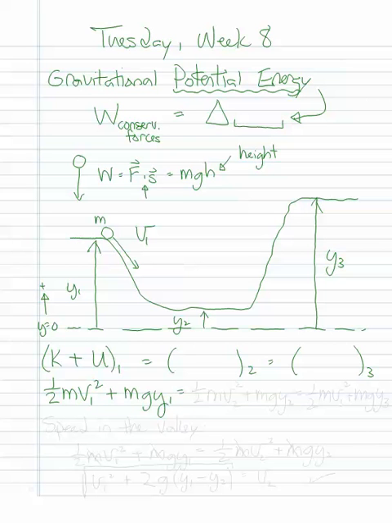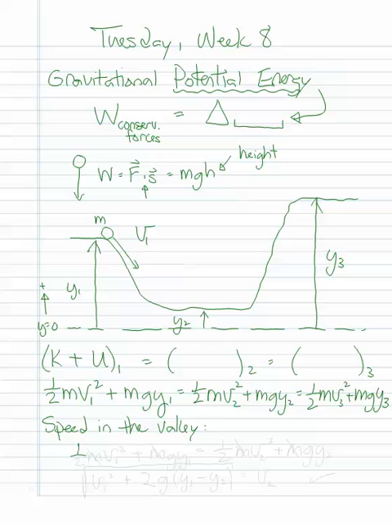And that equals 1/2 mv2 squared plus mgy2, and that equals 1/2 mv3 squared plus mgy3, and so on and so on. And so the first question is the speed in the valley. And so we'll just solve for v2.